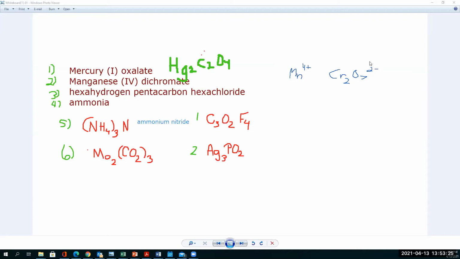So I'm just going to type this out because it looks neater. Cr2O7, and then I just put a 2 there. I'll just type this in text. There we go. 2 of those makes 4, balances out with manganese 4.